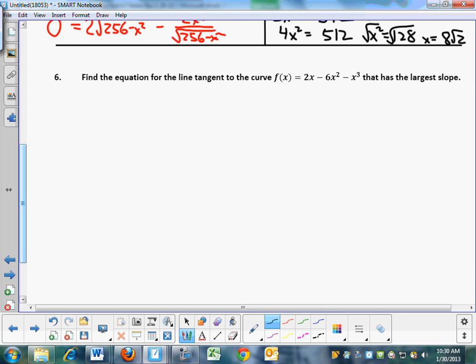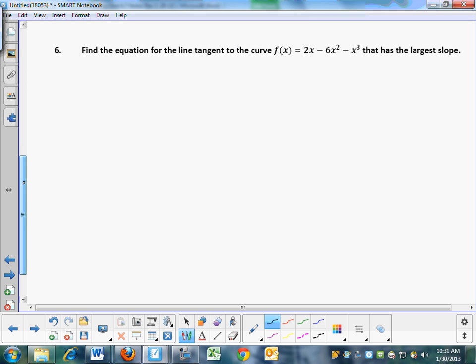This one's really not that hard. Okay, this was really not that hard at all. But this is a little bit different type of problem. It says find the equation for the line tangent to the curve that has the largest slope.